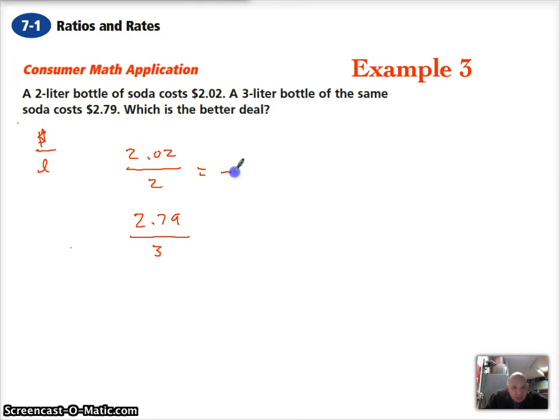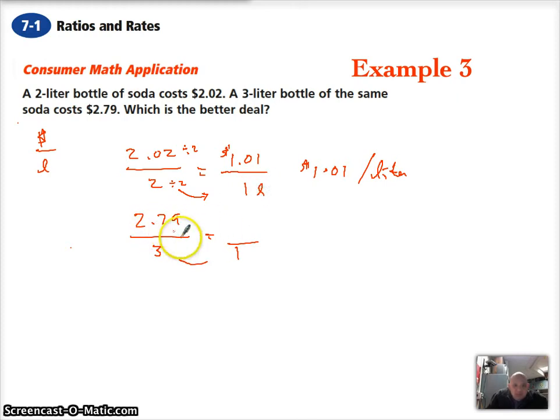But I'm going to go ahead and remind you that unit rate means that second number, in this case the bottom number, is going to be 1. So how do we get from 2 to 1? Well, we divide by 2. So I'm going to divide by 2 on the top as well, and we get $1.01 per liter. And that's how often you see it written. $1.01 per liter. 1 liter here.